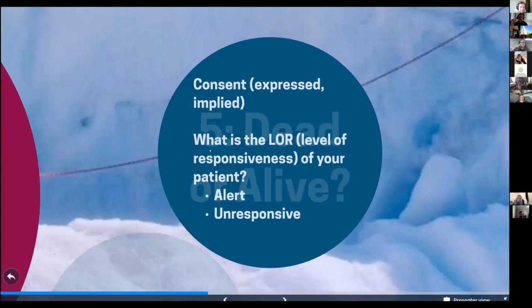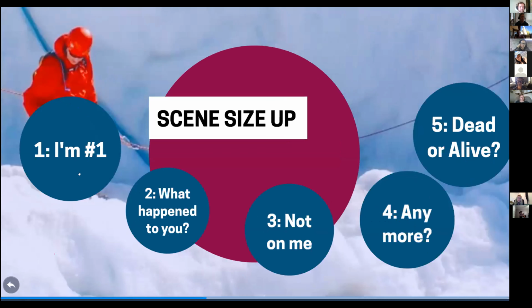So we just talked about the scene size up. Number one, make sure the scene is safe. Two, what happened to you, getting a general impression of the scene. Three, not on me, putting on my gloves, my mask, my PPE for body substance isolation. Four, are there any more? I'm looking around, I'm asking questions of bystanders: are there any more patients? And then five, dead or alive, that's where I get consent to help my patient, and I determine where they're at on that level of responsiveness scale. So that's the scene size up.